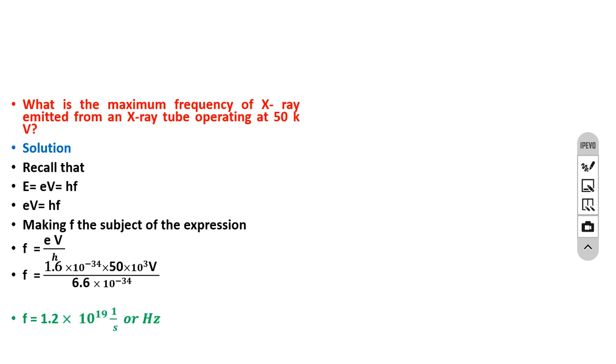F equals 1.2 times 10 to the power 19 per second or hertz. So the unit of frequency is per second or hertz. Any one you write is correct.